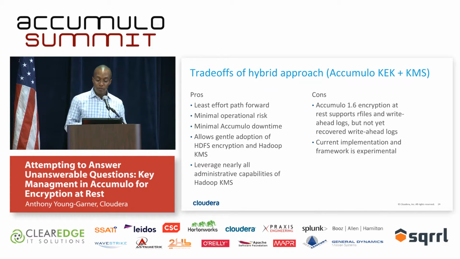One downside of going this method, if you're not already using Accumulo encryption, is that in Accumulo 1.6, at least, encryption is not quite complete. So the R files and the write-ahead logs are encrypted, but if a tablet server fails, then there are recovered write-ahead logs, and those today are not encrypted by Accumulo encryption at rest. Also, and I will ask audience members to correct me on this, but as I understand it, the current implementation is considered experimental, and I don't know what that officially means, but I assume that means you're not going to want to use it in production. So that's a trade-off there. But it really is the easiest path forward if you just want to see how this can work.